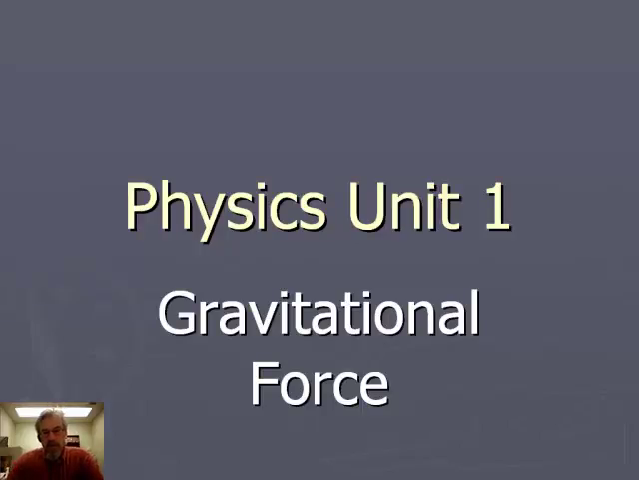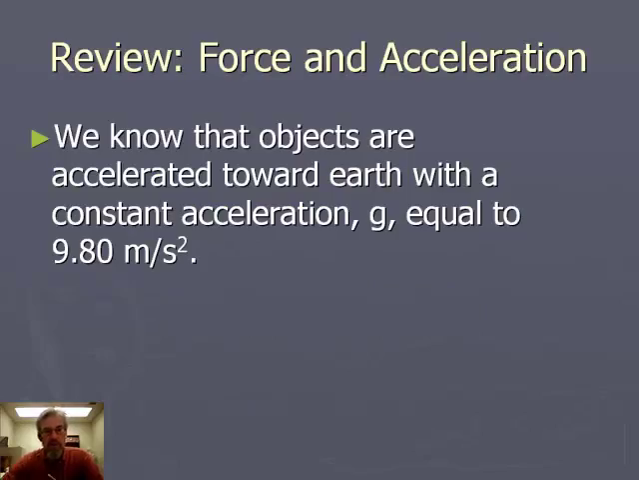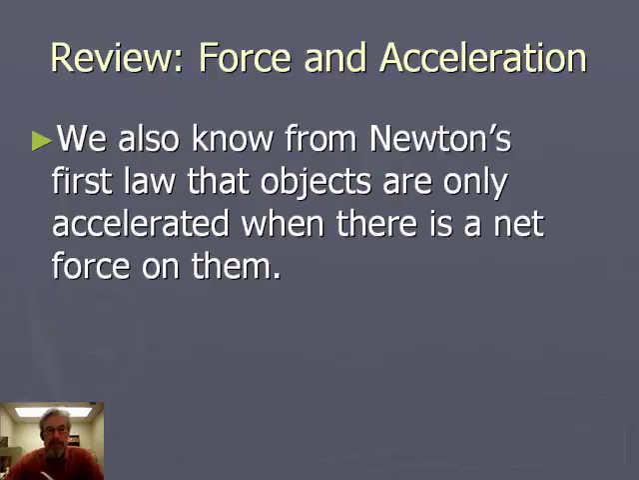Well, today we're going to talk about gravitational force. We've already used the idea of gravitational force in free body diagrams. We've talked about gravitational acceleration, so we're going to start out with a little review. One thing we know is that objects are accelerated towards the center of the Earth with this acceleration. It's always the same near the surface of the Earth. That's called g. It's equal to 9.80 meters per square second.